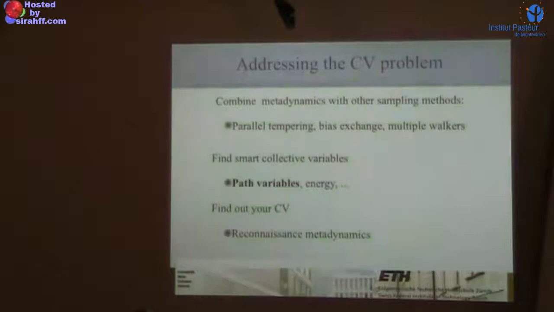I examine two of these. One is called path variables, and the other the energy. I'll go through everything very briefly, just so that you have an idea of where we're going and what tools I use as I move along with our example.